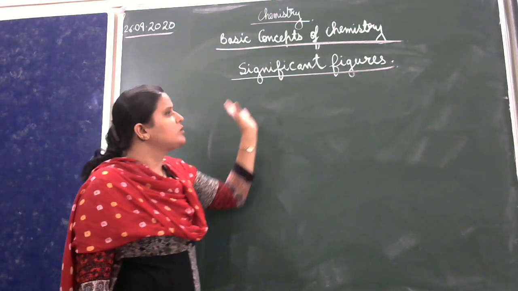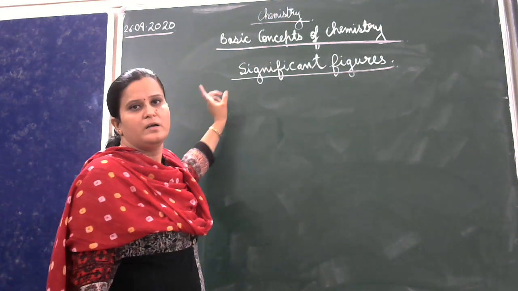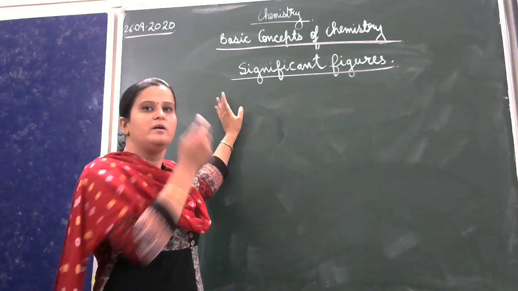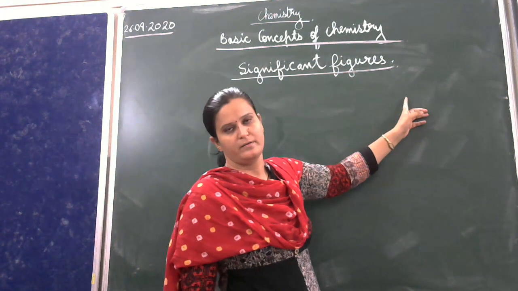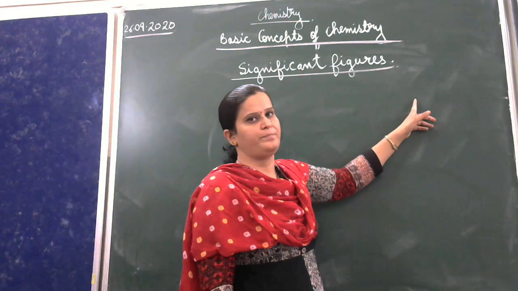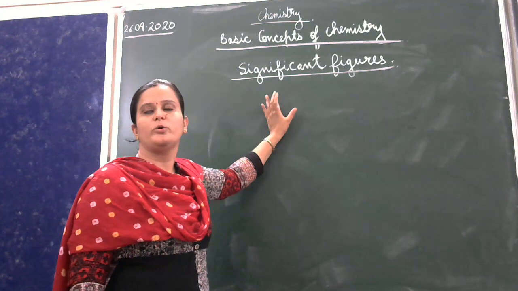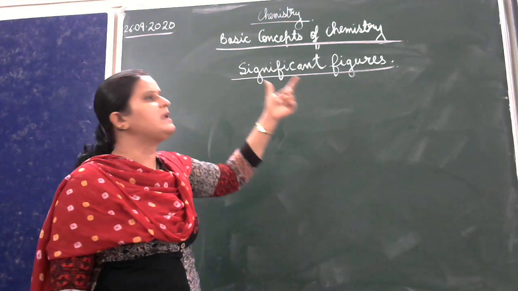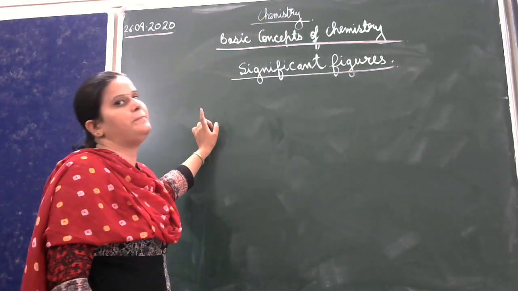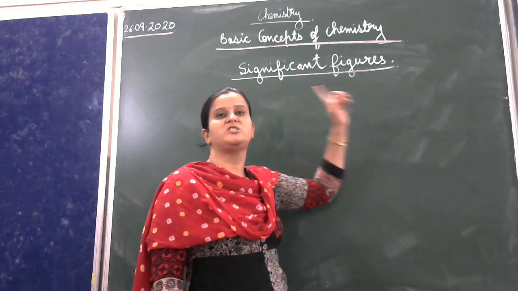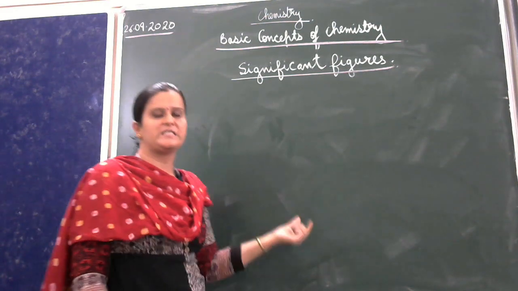It is the total number of digits in a number, starting from the left, that is, starting from the first non-zero digit to the last digit, which is uncertain. That is called the significant figures. What do I mean by significant figures? It is the total number of digits in the number starting from the first non-zero digit to the last digit, which is uncertain. That is called significant figures. I've given you this example.